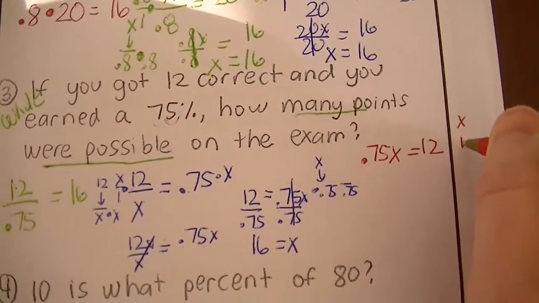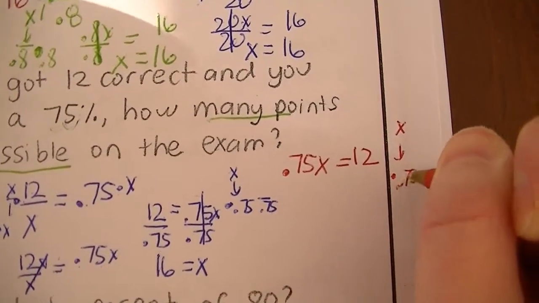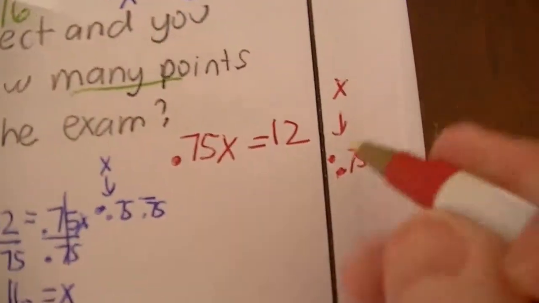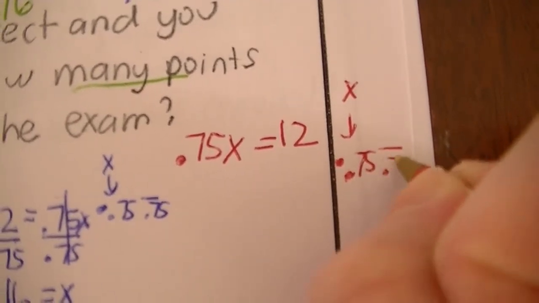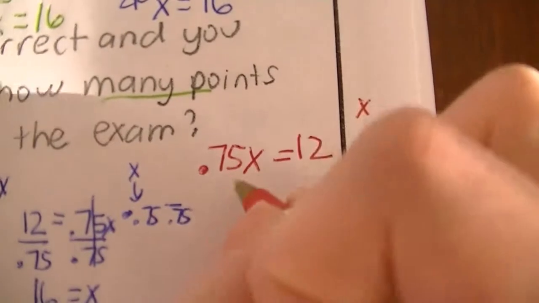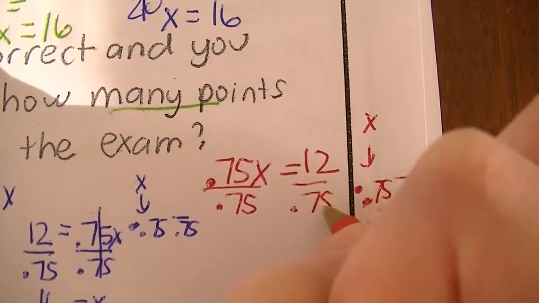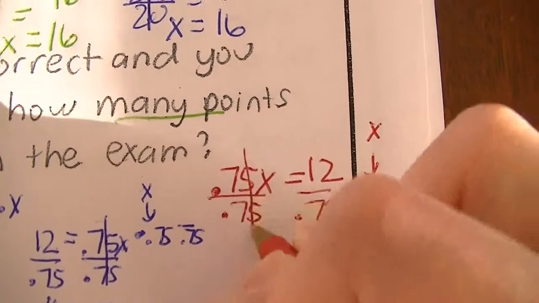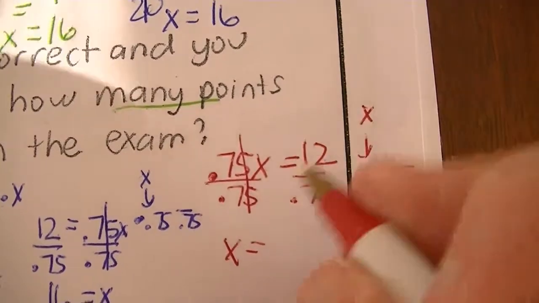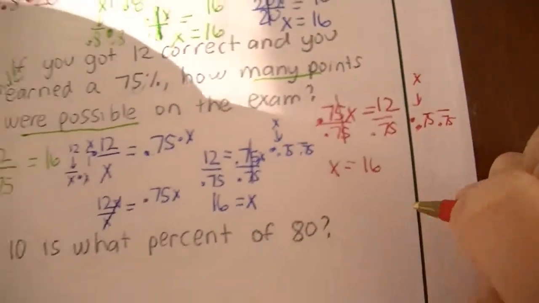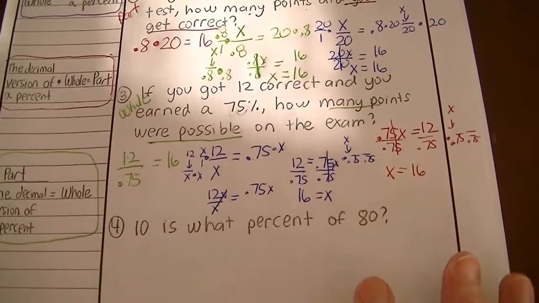Start with x, then we multiplied it by 75 hundredths. That says 75 hundredths. And the inverse operation of multiply is to divide, so you're going to divide both sides of that equal sign by 75 hundredths. 75 hundredths divided by 75 hundredths is 1. 1 times x is 1x, or x. 12 divided by 75 hundredths is 16. Okay, same exact answer for using all three of those equations.